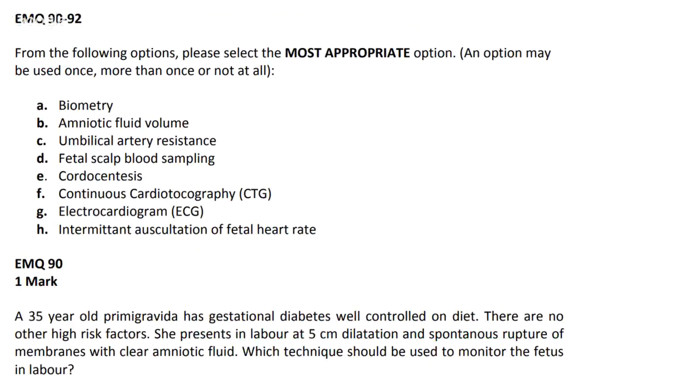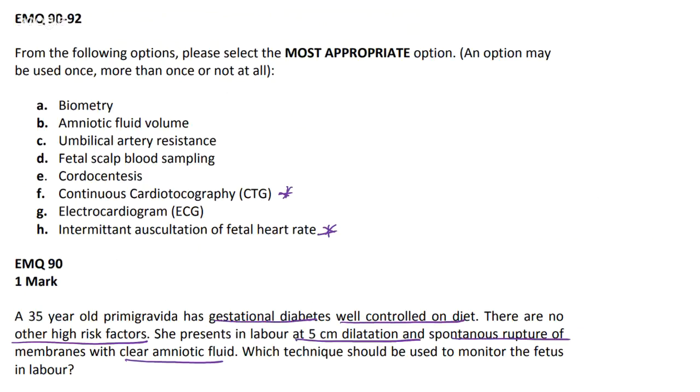Cool. Well, actually, nearly. Okay. 35-year-old. She has GDM, well controlled on diet. There are no other high risk factors. 5 centimeters dilation, spontaneous rupture of membranes, clear fluid. How should you monitor the baby? Continuous CTG, or do we do intermittent auscultation?